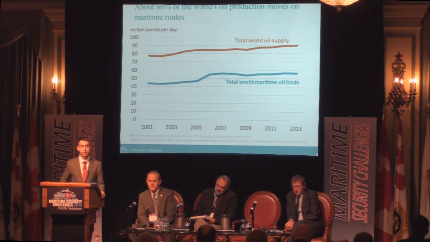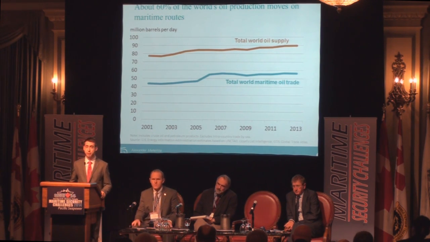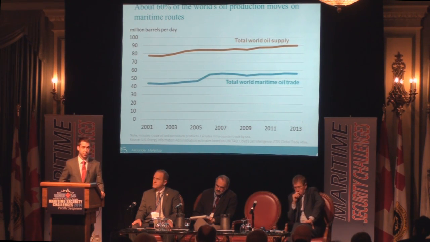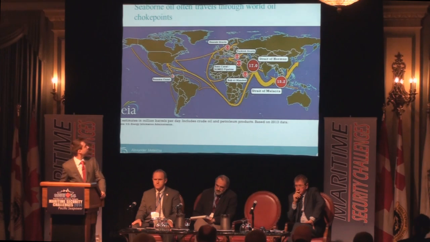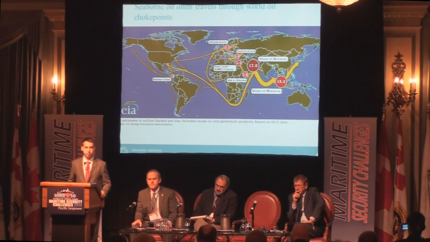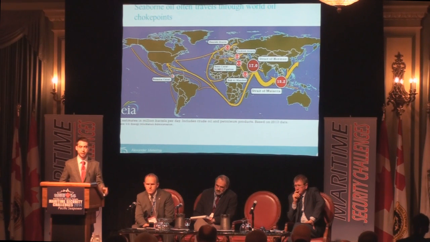In fact, over 60% of it gets there by sea, and it's been growing over time. We have about 56 million barrels of oil per day flowing through the seas. And that's not even including intra-country trade, say going from New York to Houston. This is hopefully big enough for you to see, but the oil doesn't move in straight lines. It moves through particularities of geography and very often through world oil choke points.